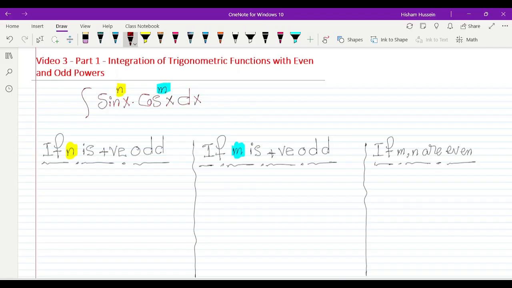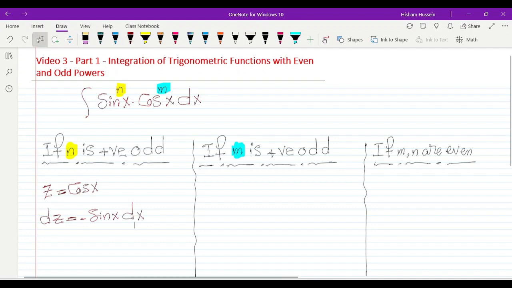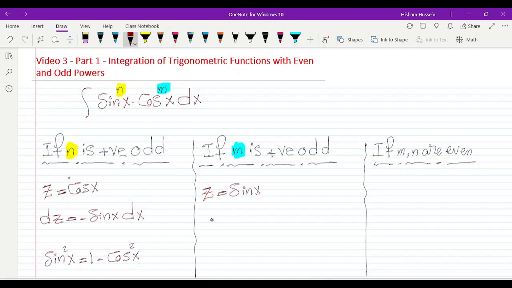Starting with if n is positive odd, then we make the substitution z equals cosine x, so dz in this case will be negative sine x dx, and we use the trigonometric identity that sine to the power 2 x equals 1 minus cosine to the power 2 x. If m, the exponent of cosine, is positive odd, then we make the substitution z equals sine x, so dz would be cosine x dx, and cosine squared x would be 1 minus sine squared x.